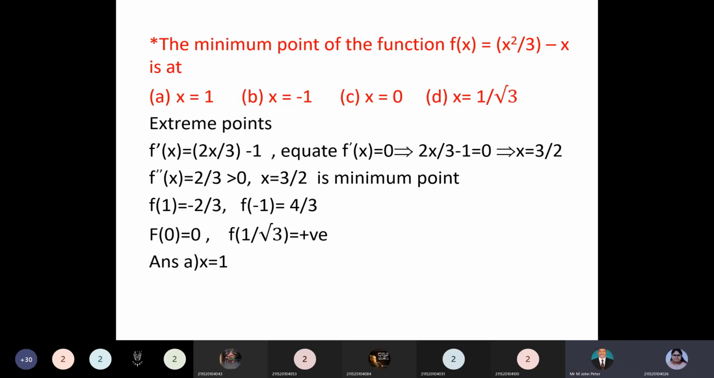And next, f(1/√3) gives some positive value. Of the four points given in the options, substituting them in the function, the first gives a negative value and the remaining three are positive, with 0 considered like a positive value. Only for f(1) do we get a negative value. So x equal to 1 is the minimum point.